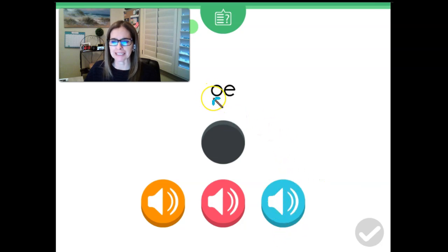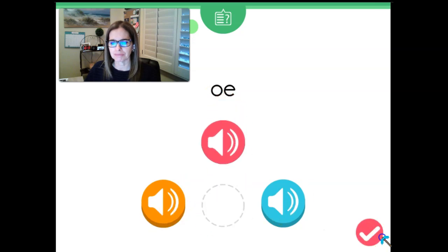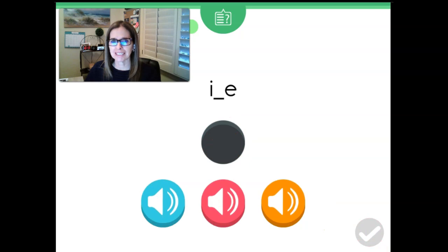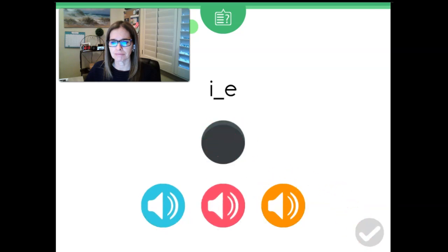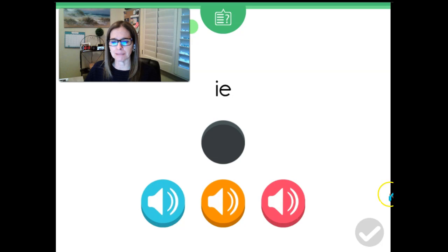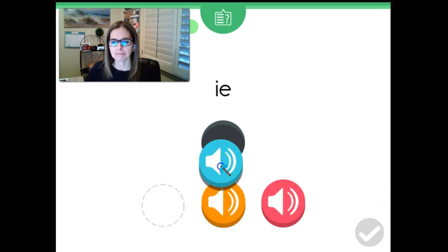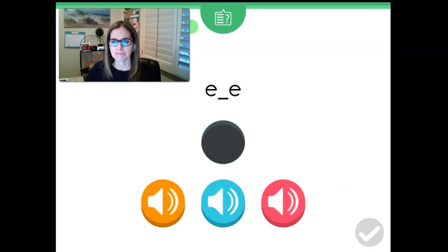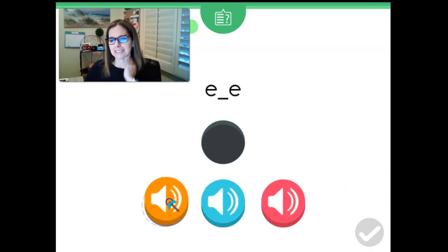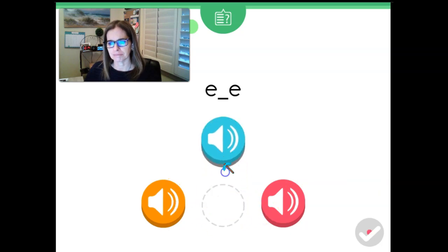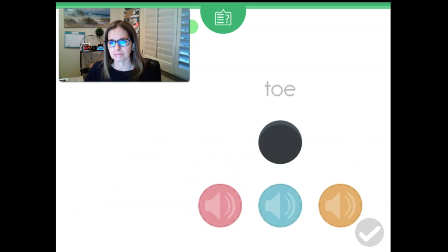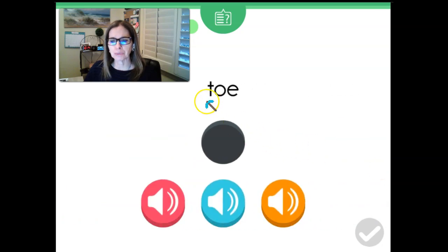And now we are going to practice the sounds. This is the O in toe. O. This is the I in bike. I. This is the I in pie. I. This is the E in Pete. E. And then there are some words. You will read these words and find the matching word on your own when you get to this lesson.